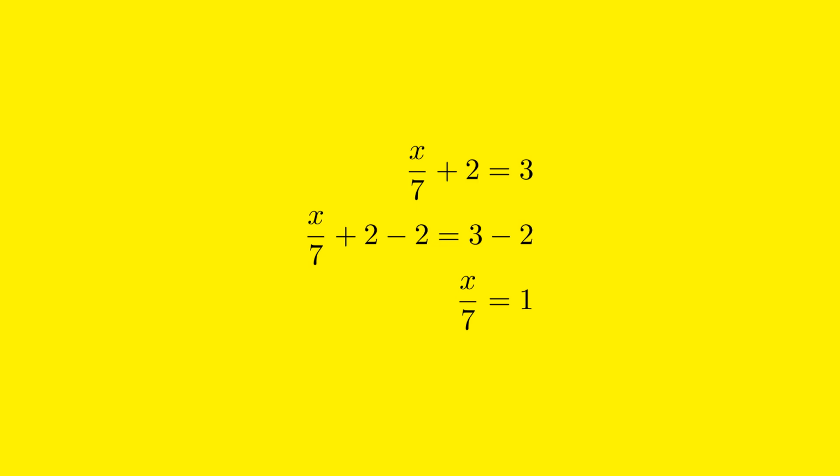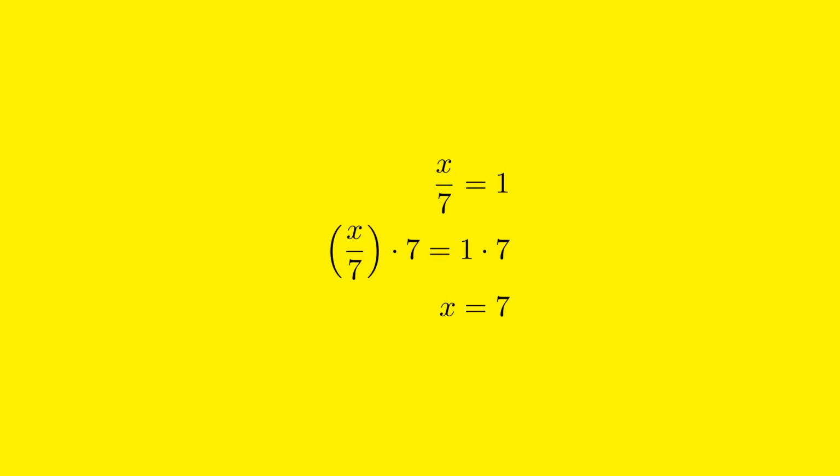Starting with the equation, x divided by 7 plus 2 equals 3. Subtract 2 from the left side and subtract 2 from the right side. This gives us x divided by 7 plus 2 minus 2 equals 3 minus 2. On the left side, plus 2 minus 2 equals 0, so it simplifies to x divided by 7. On the right side, 3 minus 2 equals 1, so it simplifies to 1. Now we have the new simplified equation, x divided by 7 equals 1. By subtracting 2 from both sides, we have successfully isolated the term with the variable x.